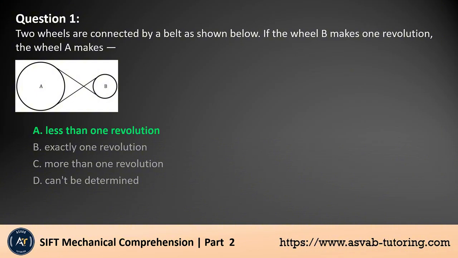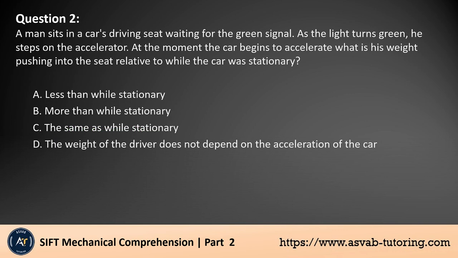Wheel A is larger than wheel B, so the same belt length moved by one revolution of B wraps around a smaller portion of A's circumference. Since it needs more belt length to complete one full revolution, it will rotate less than one full turn when B makes one revolution.